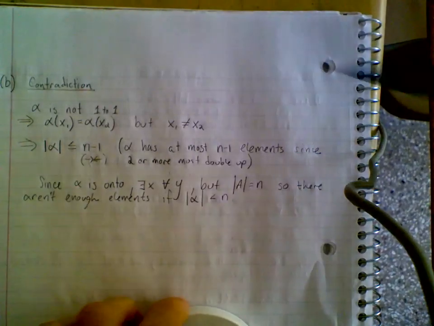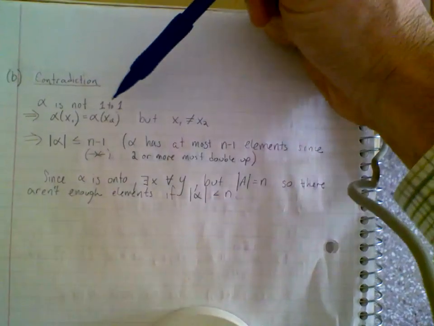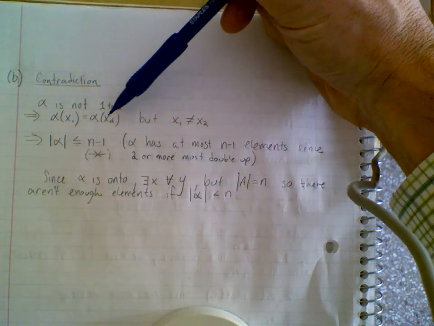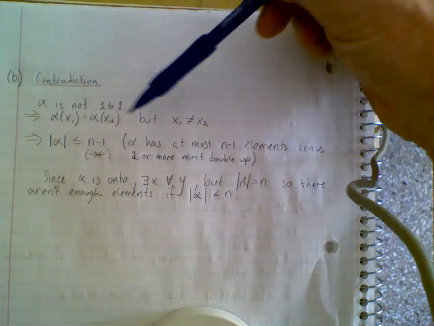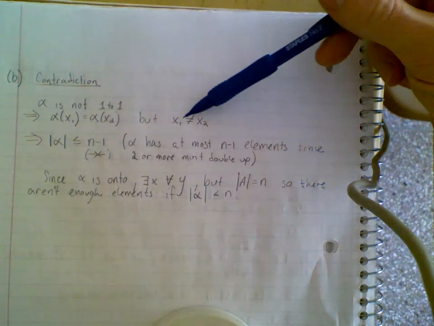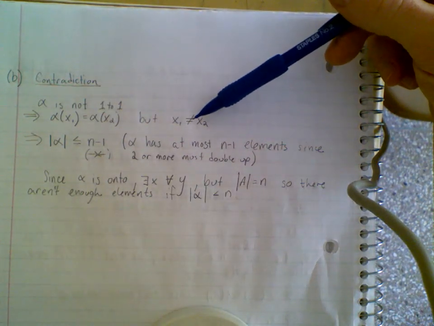So now we'll go in the opposite direction. We're going to say that if alpha is onto, it must also be 1 to 1. So by contradiction, we're going to assume that alpha is not 1 to 1. Therefore, alpha of x1 equals alpha of x2, but x1 does not equal x2.